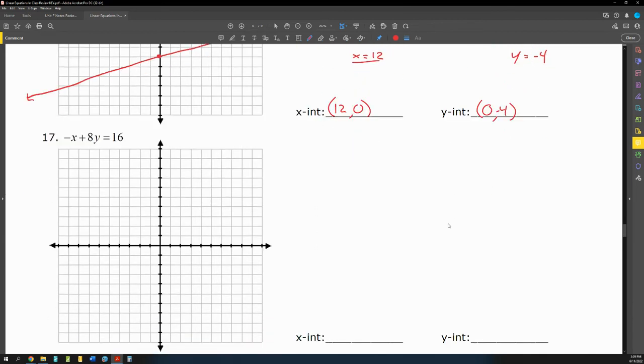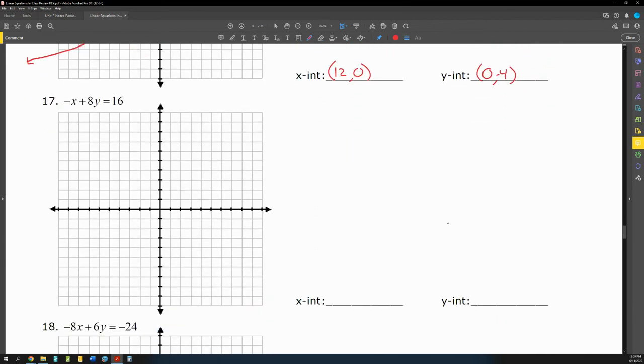Number 17. Let's find the x and y intercepts. So remember, the x-intercept is where y equals 0. So we'll find that first. Rewriting the equation, negative x plus 8y equals 16. Plugging in 0 for y, we get negative x plus 8 times 0 is equal to 16, or just negative x plus 0 equals 16. Negative x is equal to 16, divide by negative 1, and we get x is equal to negative 16.